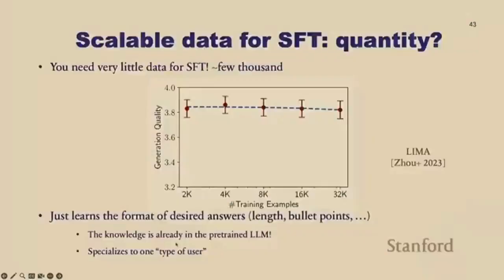All you do is tell the model to optimize for one type of user that it saw already in the pre-trained data set. So the knowledge is already in the pre-trained LLM, and you basically just specialize to one type of user. Great. Any question on SFT?